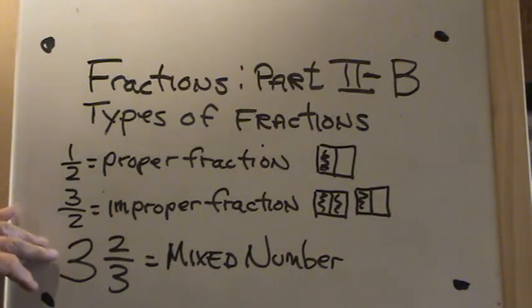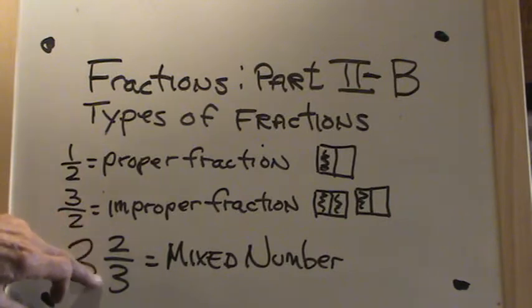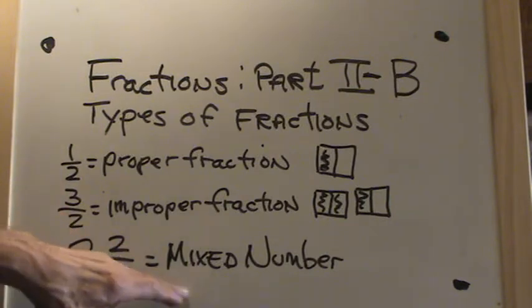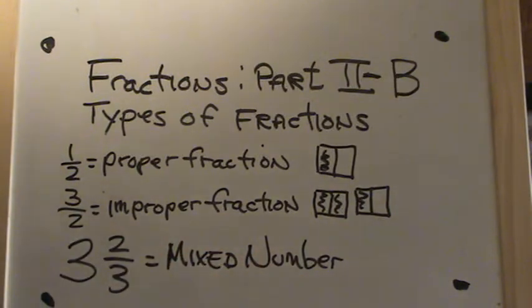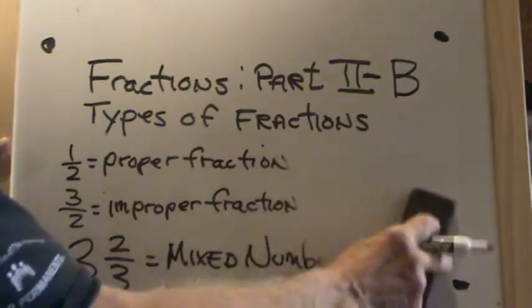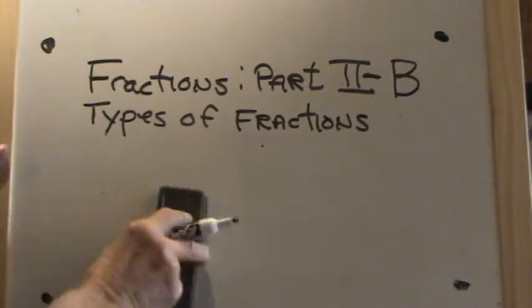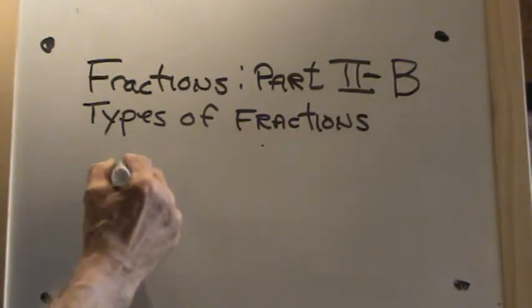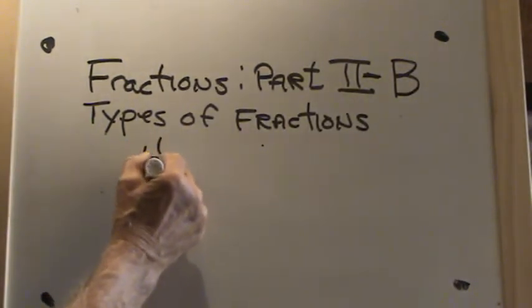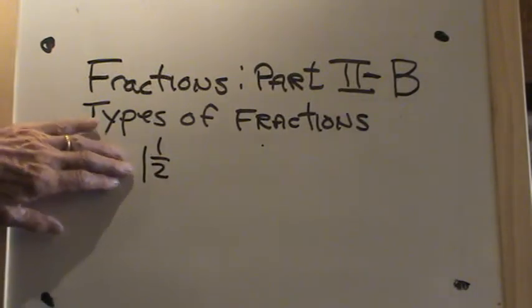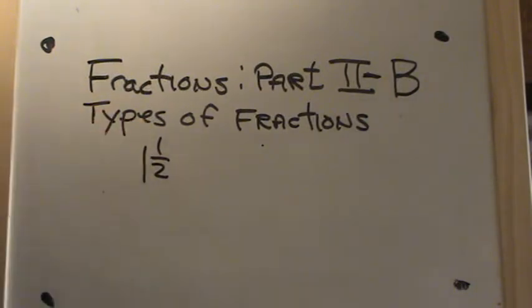So a mixed number is a combination of a whole number and a proper fraction. Mixed number. Okay, so now let's take a look at mixed numbers. We'll start out with the 1 and 1/2. Now that's a mixed number. It has a whole number and a proper fraction. How would I draw that?